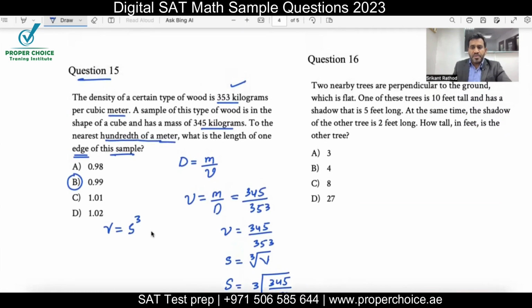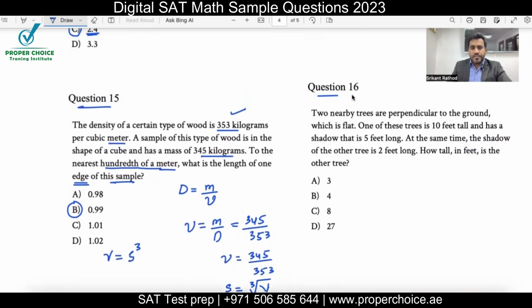Let's work on question number 16. What it says: two nearby trees are perpendicular to the ground, which is flat. One of the trees is 10 feet tall and has a shadow of 5 feet. At the same time, the shadow of the other tree is 2 feet. How tall in feet is the other tree? What are they trying to say? This question is about the concept of similarity.